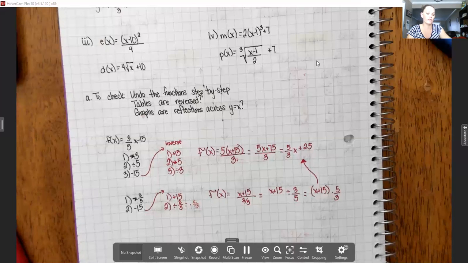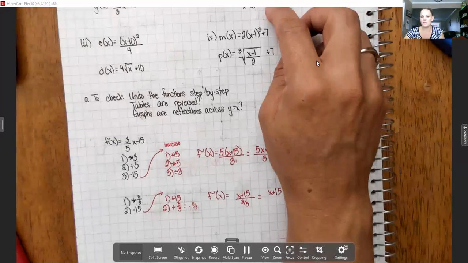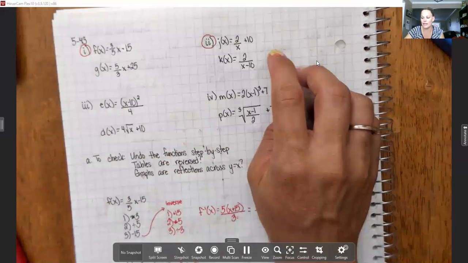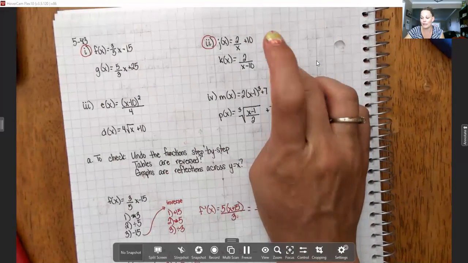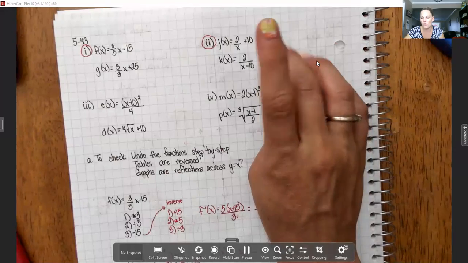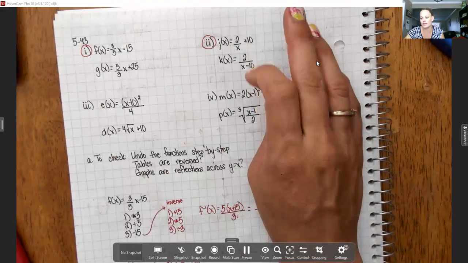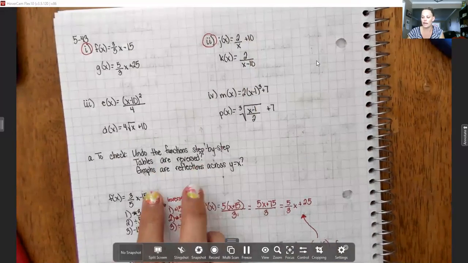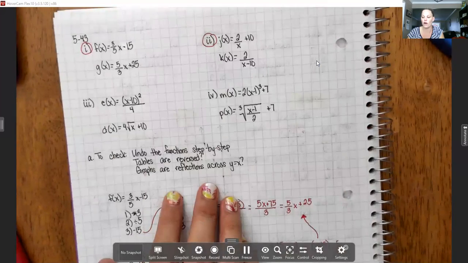Yes, 2 is an inverse even though it divides by x. So that one we don't necessarily know how to write the steps for, but if we made a table or graph of them, we would see that the tables are reversed and that the graphs are a reflection across y equals x.